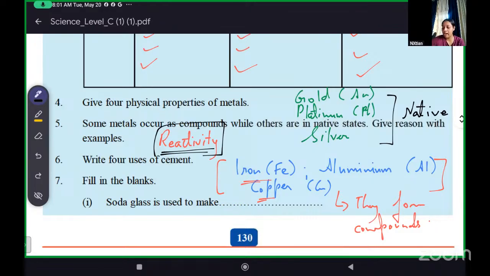But why are iron, aluminium, copper found as compounds? Because they are highly reactive. Because they are reactive metals, they can react with oxygen, they can react with sulfur, and they can form compounds. When they react, they form compounds. That is why iron, aluminium, and copper occur as compounds. You can write this down.